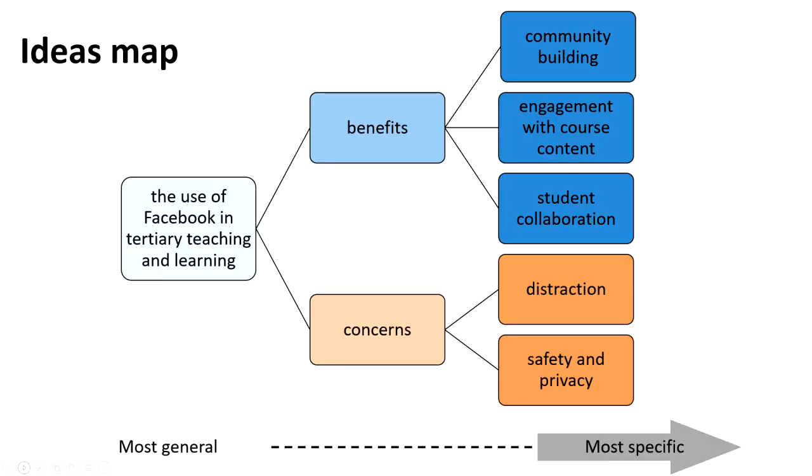It's organized from the most general to the most specific. Here's the essay topic, and then the topic is divided into the benefits and concerns. The more specific detail is on the right side. Here, there are 3 specific benefits and 2 concerns.